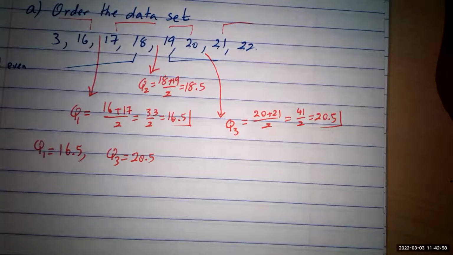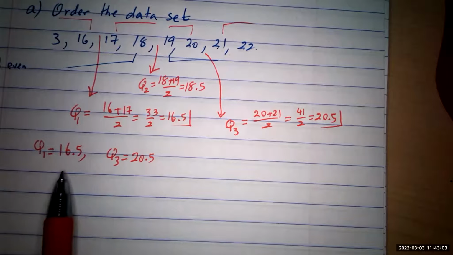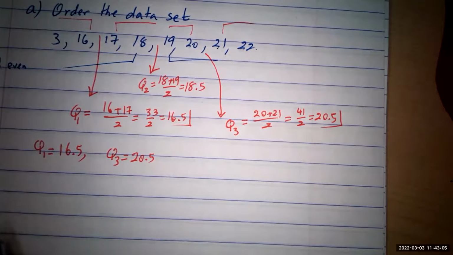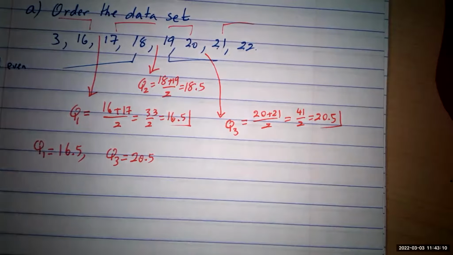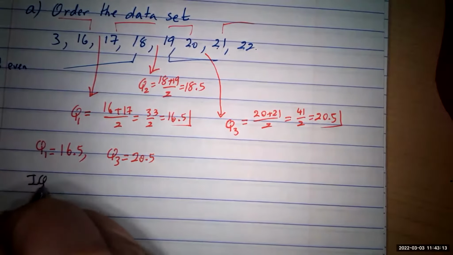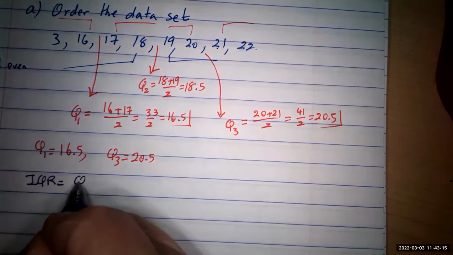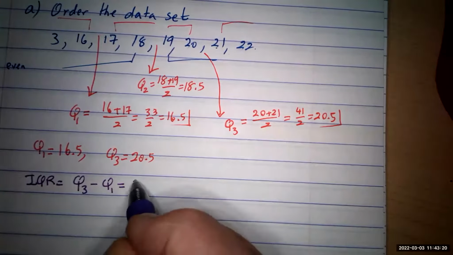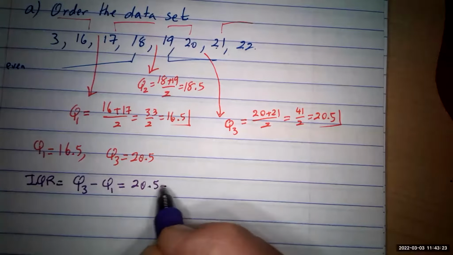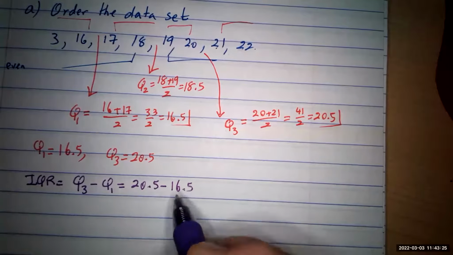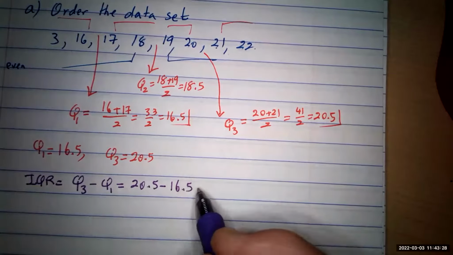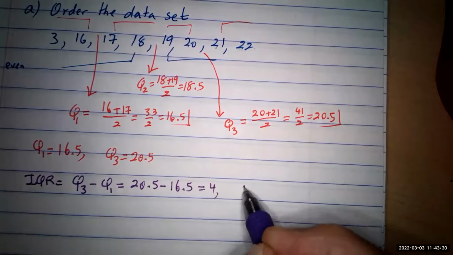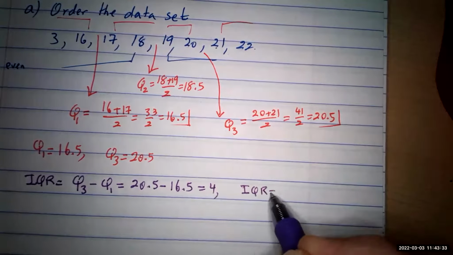So continue, you have to get the IQR. The IQR is the difference between Q3 minus Q1. Then you can find the lower fence and the upper fence to compare, okay? So we go on, IQR. It's the difference of Q3 and Q1. So that would be 20.5 minus 16.5, that gives you 4. So IQR is equal to 4.